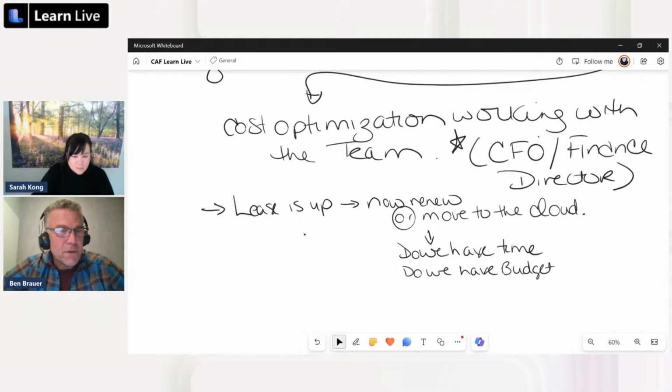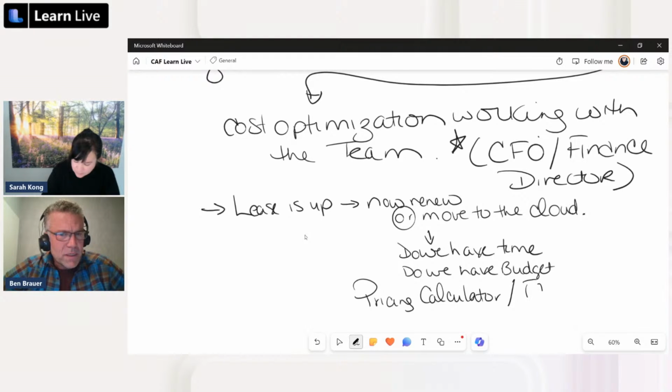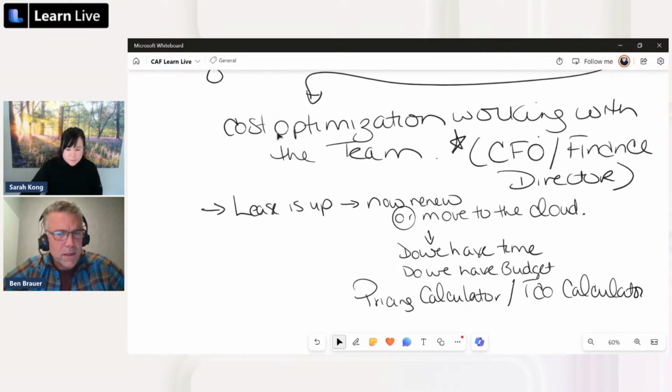Well, one of the first things you can do is look into a bunch of cost optimization or cost management tools. There are pricing calculators and different TCO calculators. I think we actually have a few of those available. You want to show? Yeah, let me take a quick look at those. Show and tell.